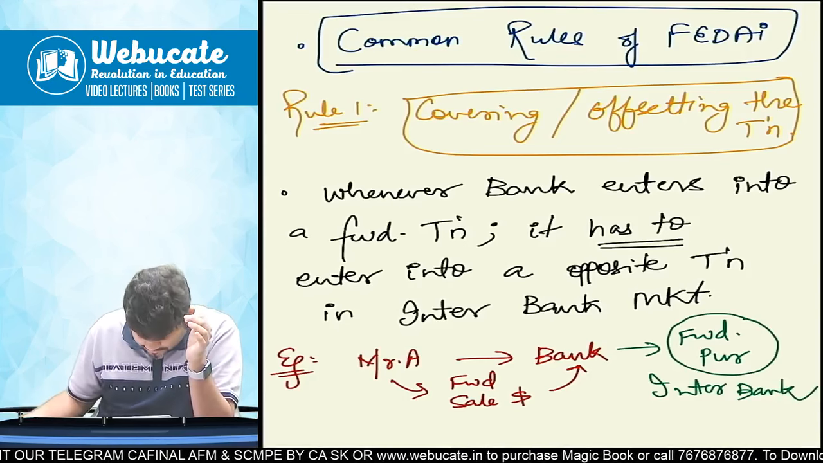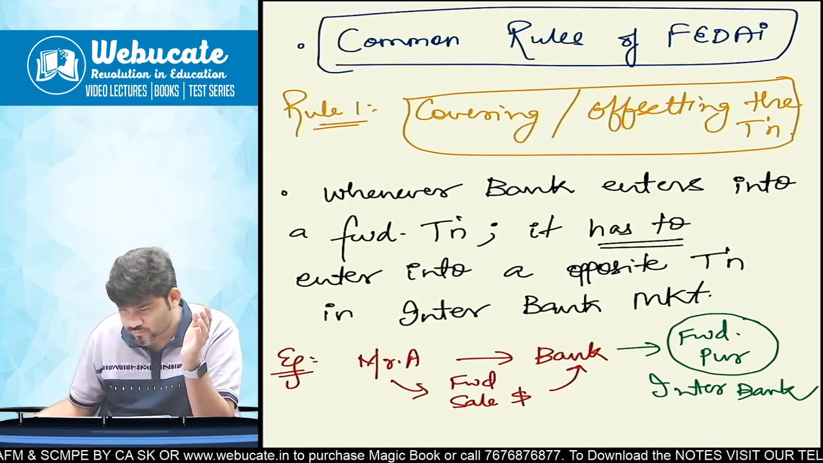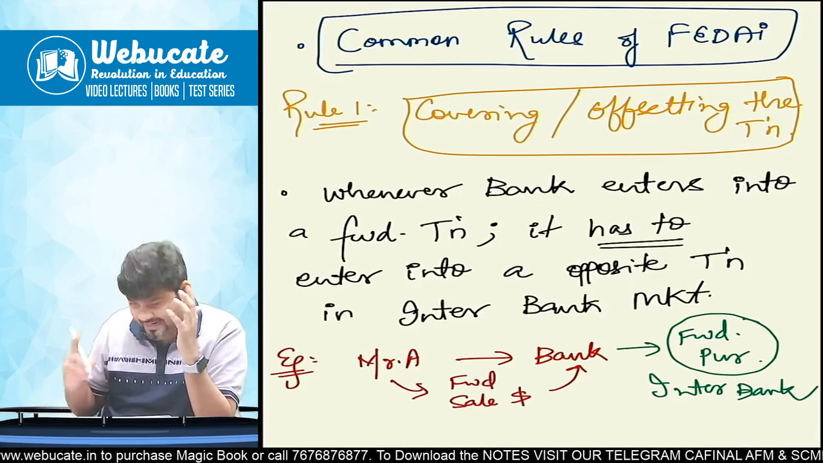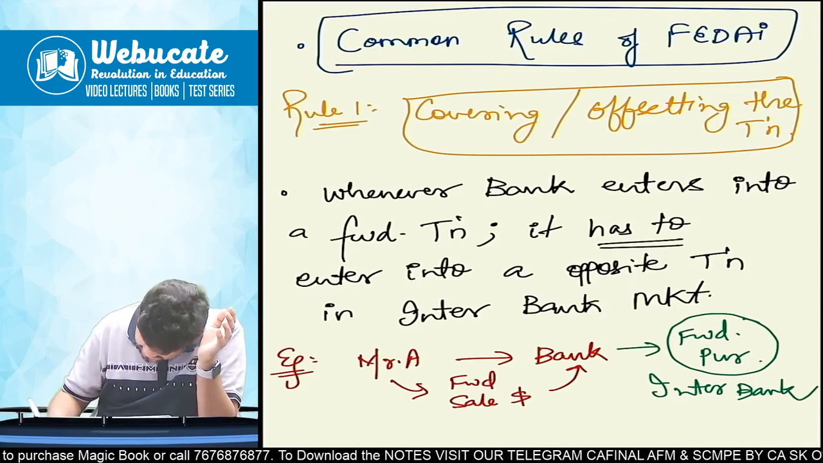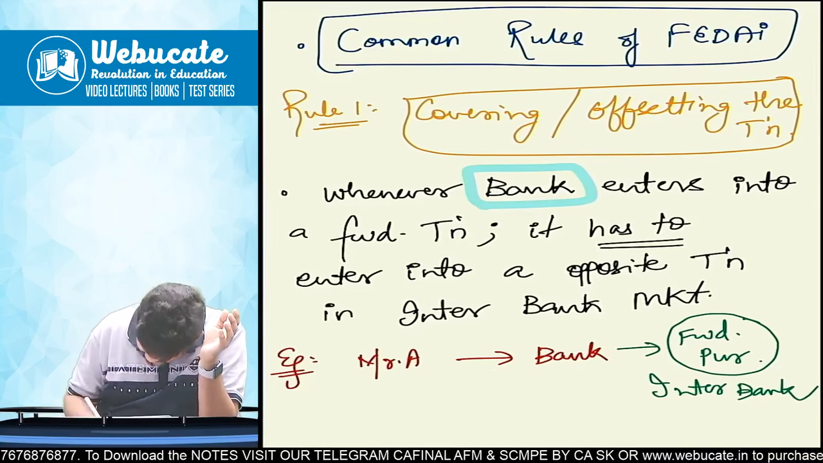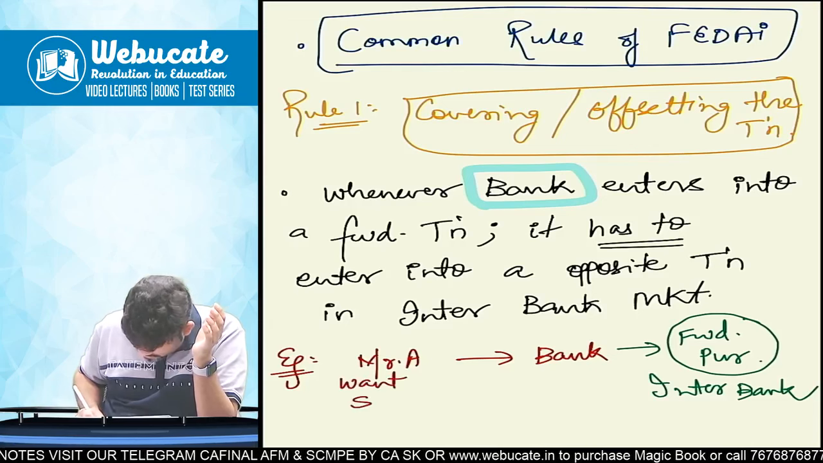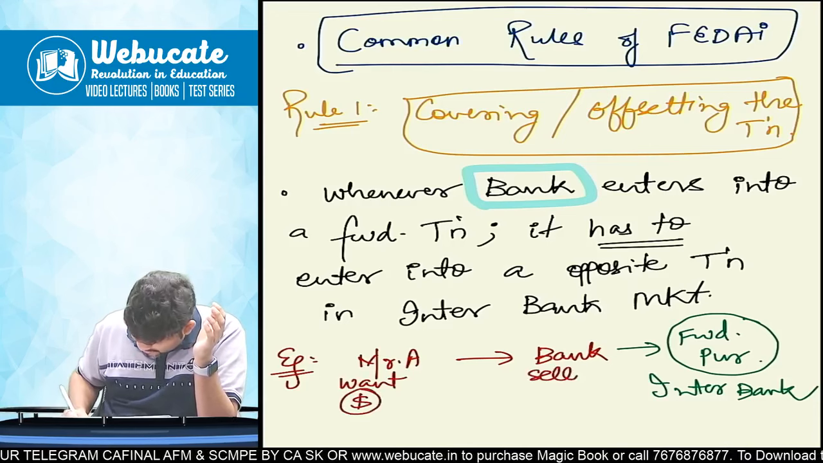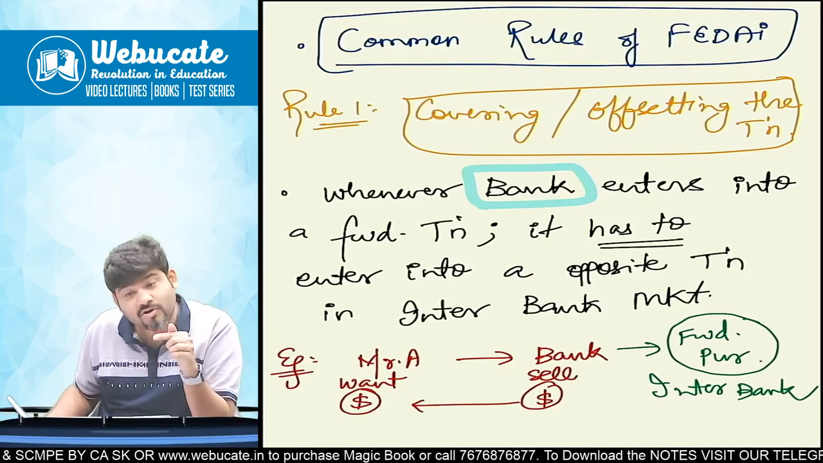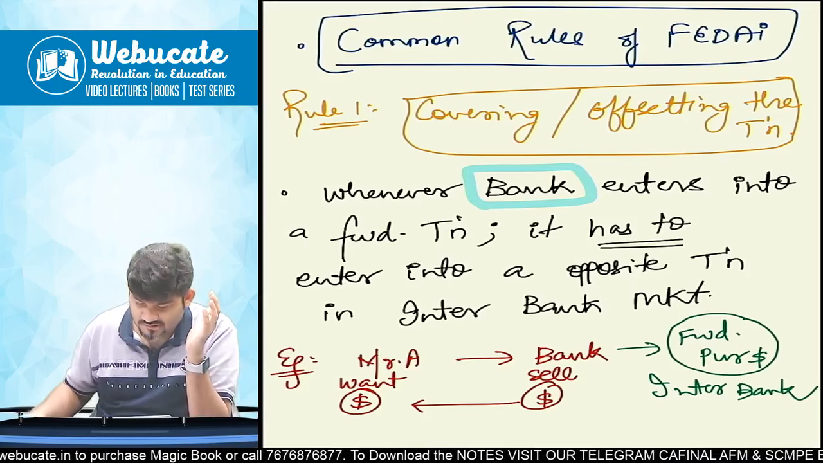Got it, guys? So, again, try and understand. Bank is selling, and therefore, here it is purchasing. Think from the bank's angle. Bank has to cover. Whenever a bank, remember this, bank has to cover. So, this may sound a little confusing. Mr. A wants dollar. Bank sells dollar. Okay. What will it do in forward? It will forward purchase dollar for the same duration, same amount. Got it, guys?